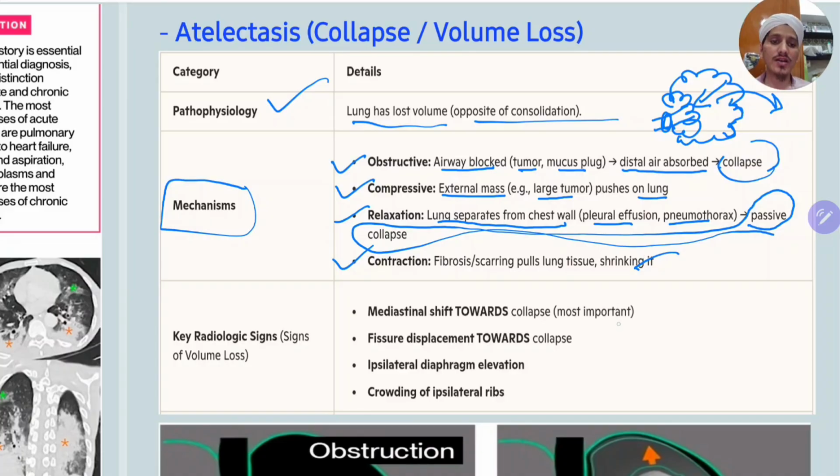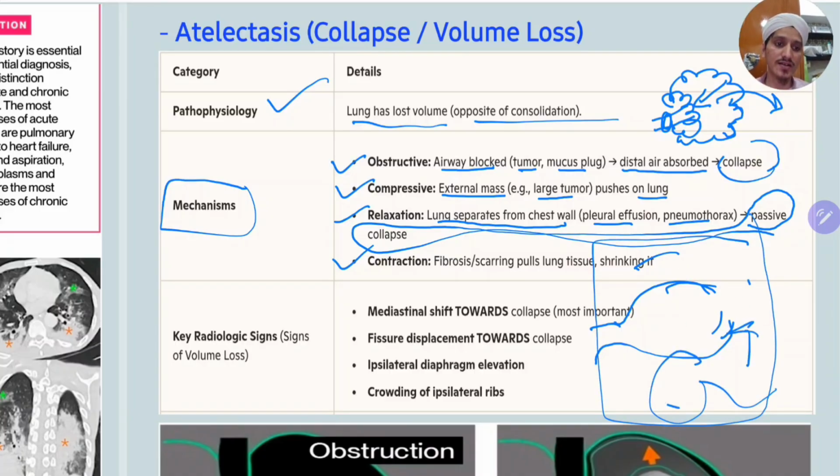Remember how you will imagine that. If it is an inflated balloon, but it is kept in a tank which has water, what will that water do? It will compress this lung. So that will cause something like that, but it is not totally deflated. This type of collapse is known as due to relaxation. So that is in pleural effusion and pneumothorax.